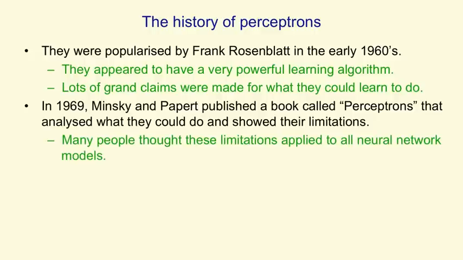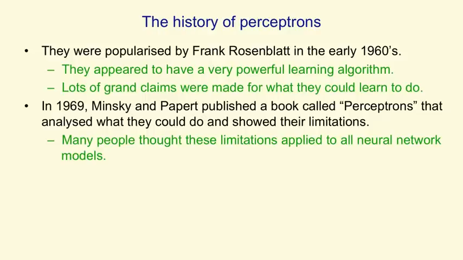Many people thought those limitations applied to all neural network models, and the general feeling within artificial intelligence was that Minsky and Papert had shown that neural network models were nonsense, or that they couldn't learn difficult things. Minsky and Papert themselves knew they hadn't shown that. They'd just shown that perceptrons of the kind for which the powerful learning algorithm applied could not do a lot of things, or rather they couldn't do them by learning. They could do them if you sort of hand-wired the answer in the inputs, but not by learning.